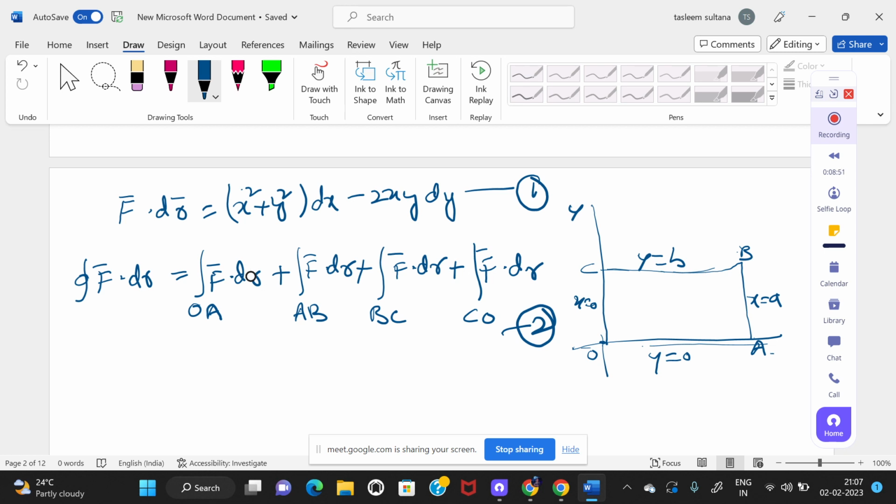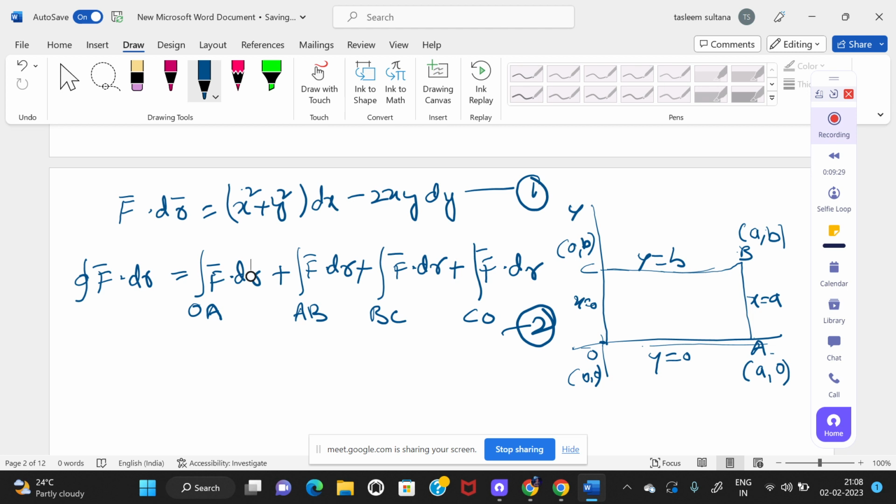They have already given in the question x equal to 0 and x equal to a. So for the first point, this will be 0 comma 0, where x is equal to 0 and y is equal to 0. And at this point, your x is equal to a and your y is equal to 0. And this point will be x equal to a, and from here it is coming to a comma b, and on this line your x is equal to 0 and your y is equal to b. These are your limits.